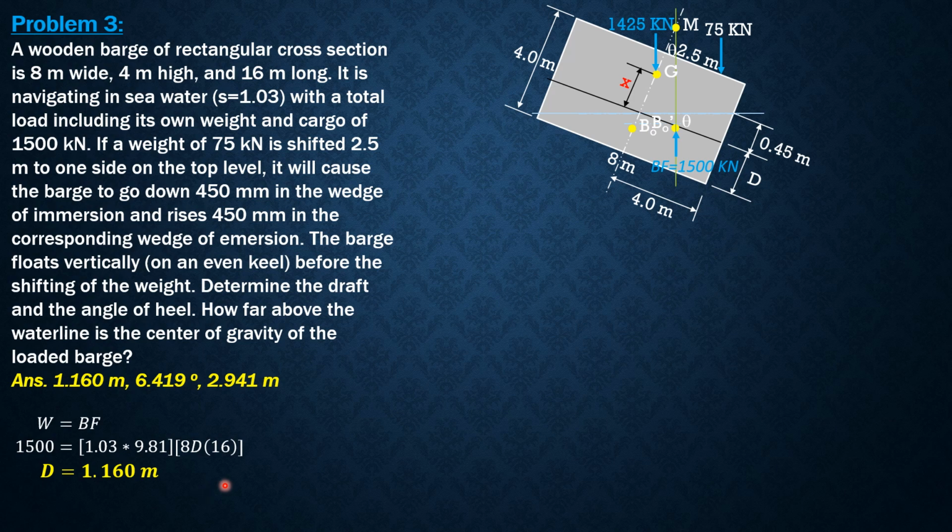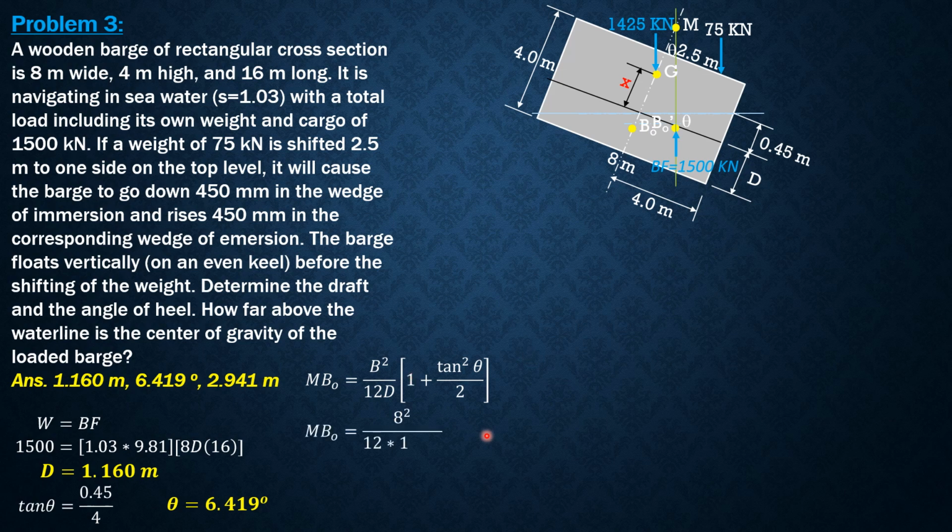Then for the angle of heel, from this right triangle here, tangent theta is 0.45 over 4. So theta is 6.419 degrees. So knowing theta, we can now solve for the distance from M to BO, or MBO, which is B square over 12D, quantity 1 plus tangent square of theta over 2. So substituting the data, 8 square over 12 times 1.16, quantity 1 plus tangent square of 6.419 degrees over 2. So MBO is 4.627 meters.